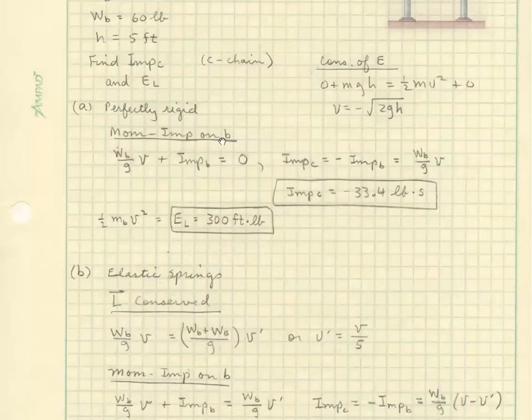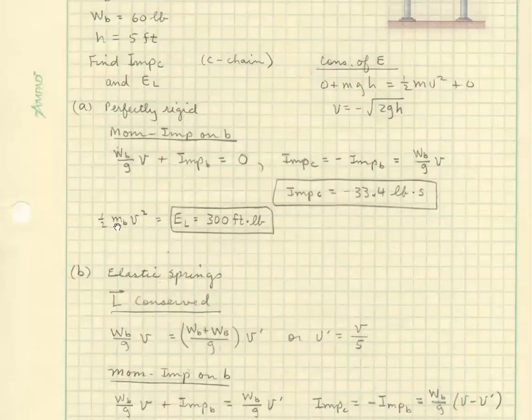The momentum impulse on the block is going to be the momentum the block starts off with plus the impulse applied to it, and it comes to a zero stop. So the impulse on C, which is equal to the minus the impulse on the block, is going to be equal to WB over G times V, and plug numbers in, you get the impulse of the chain as minus 33.4 pound-seconds, and it's downward, which you expect.